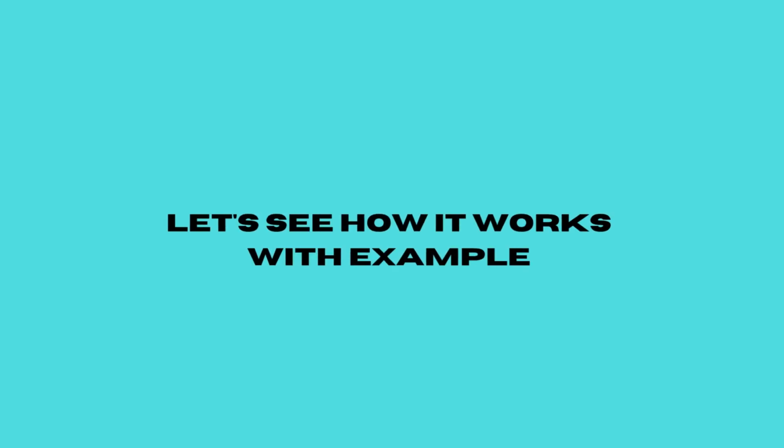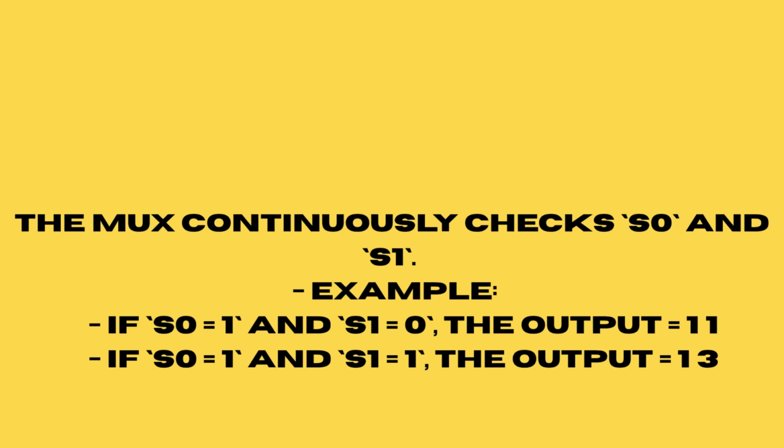Let's see how it works with an example. The multiplexer continuously checks S0 and S1. Example, if S0 equals 1 and S1 equals 0, the output equals I1. If S0 equals 1 and S1 equals 1, the output equals I3.